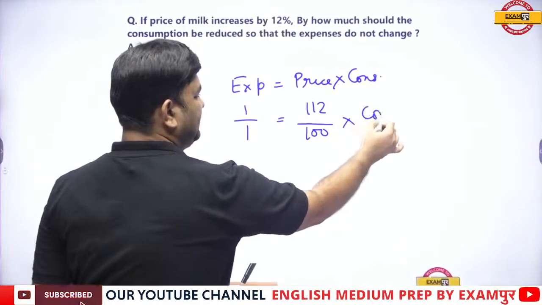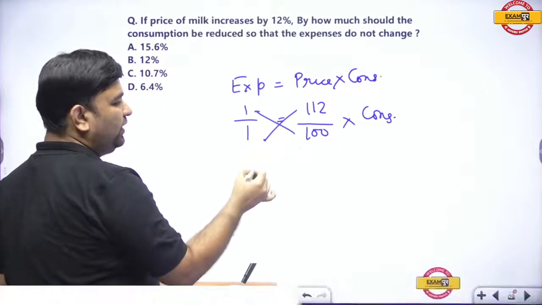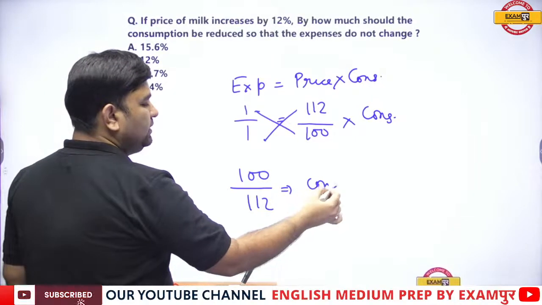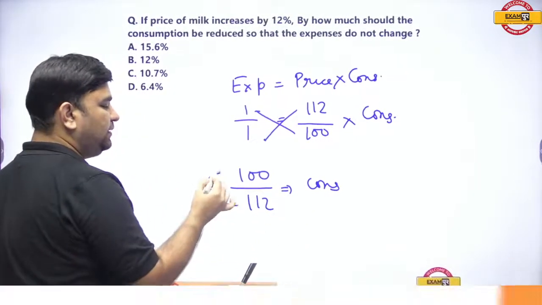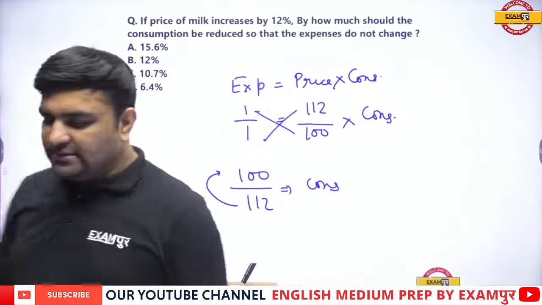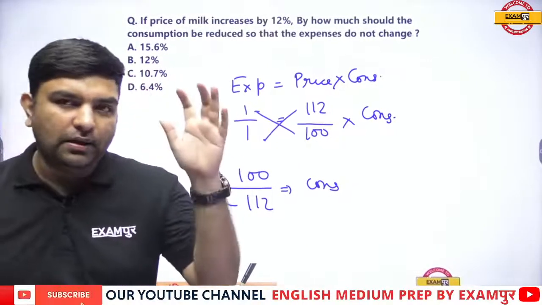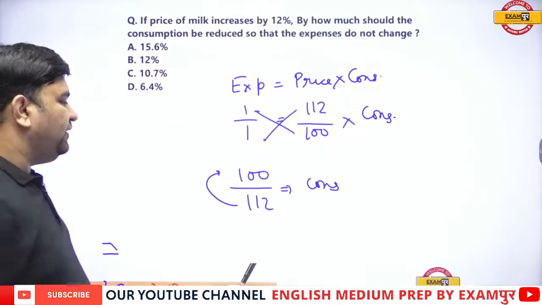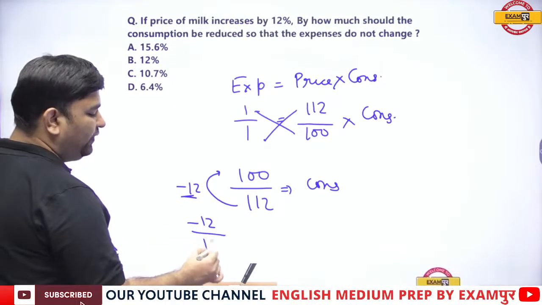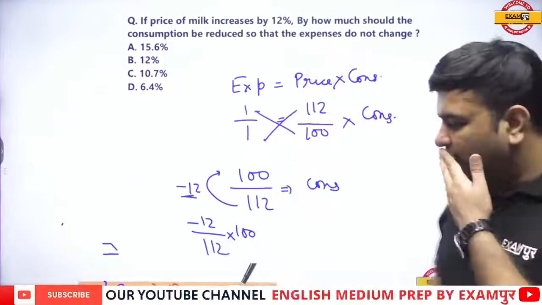So what is the change in the consumption? The change in the consumption is 100 by 112. So consumption will decrease by 12. Initial consumption was 112 and now it will become 100. So there is a decrement of 12 over the initial value of 112, into 100.